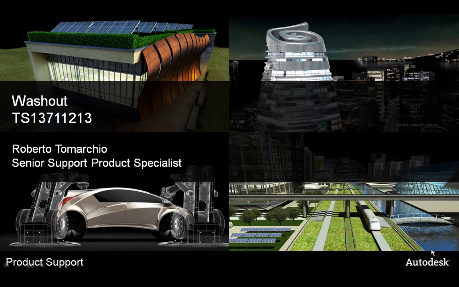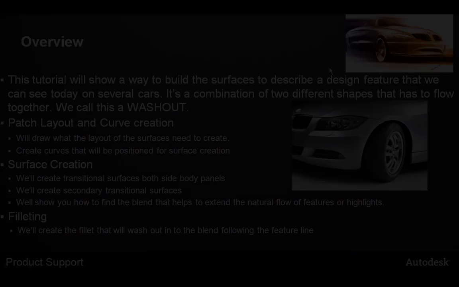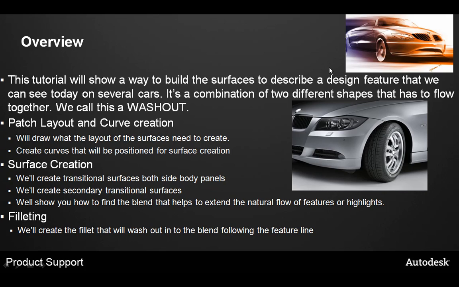I'm with the Autodesk Tech Support team, and today's video will be in creating a design feature called Washout. This is an overview on what we're going to be doing today. This tutorial will show you a way to build surfaces to describe a design feature that we can see today on several cars. It's a combination of two different shapes that has to flow together. We call this a washout.